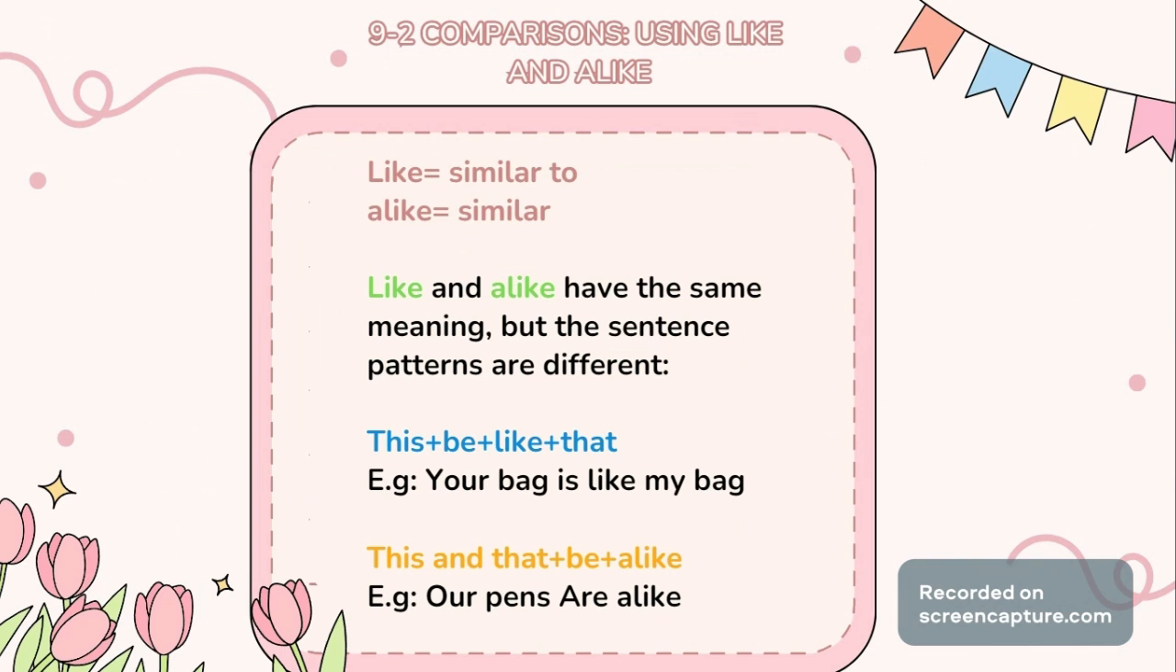Next, comparison using like and alike. Like, similar to. Alike, similar. Like and alike have the same meaning, but the sentence patterns are different. The pattern for like is this plus be plus like plus that. Example, your bag is like my bag. And for alike, we have the pattern this and that plus be plus alike. Example, our pants are alike.